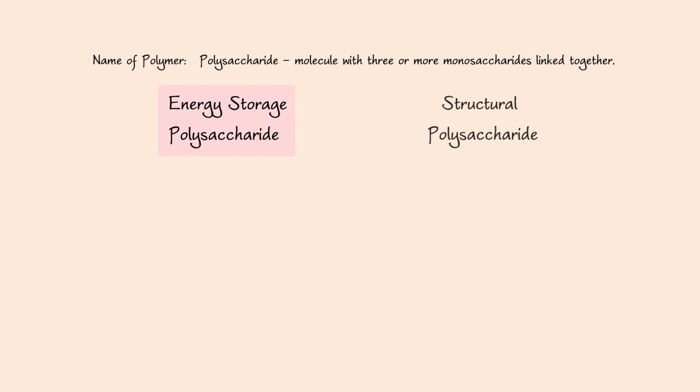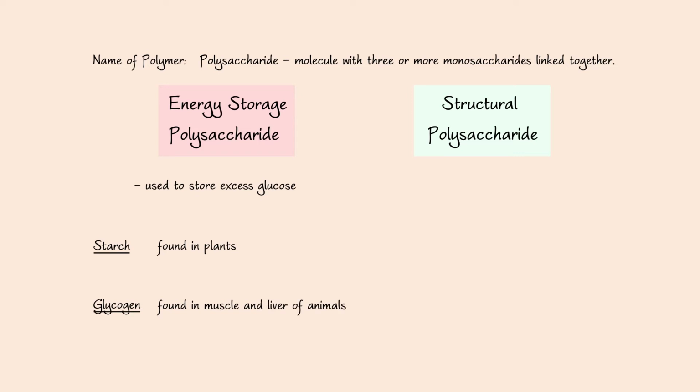Sucrose can be broken down into glucose and fructose by hydrolysis. If three or more monosaccharides are linked together by dehydration reaction, the final molecule is called a polysaccharide. Polysaccharides are categorized according to function. They are either used for energy storage or structural purposes. When organisms have excess glucose, they store it as energy storage polysaccharides.